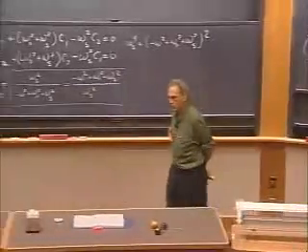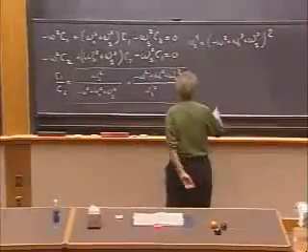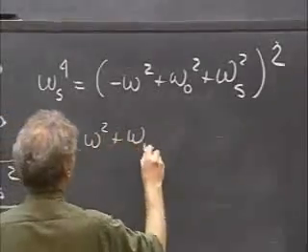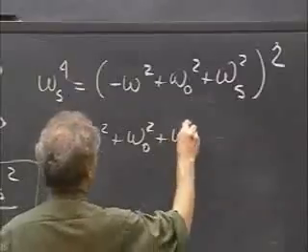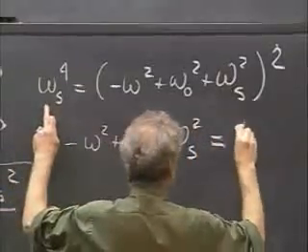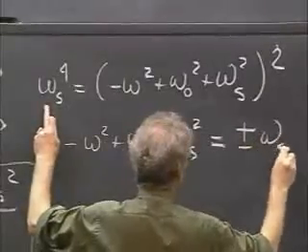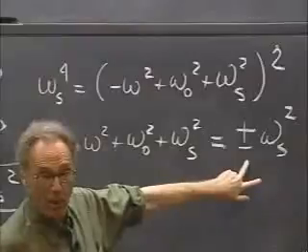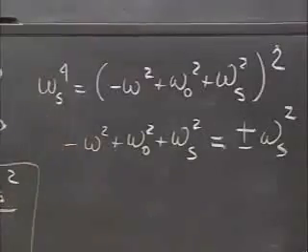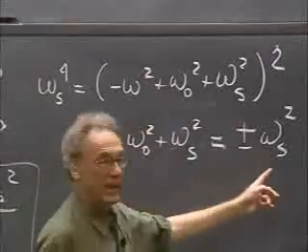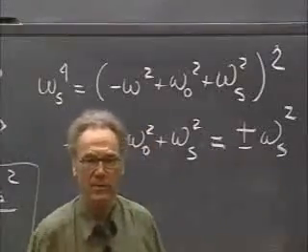Take the square root left and right. So I get minus omega squared, plus omega 0 squared, plus omega s squared, equals plus or minus omega s squared. Do not forget the plus or minus, because the square root of omega s to the 4th is plus or minus omega s squared.